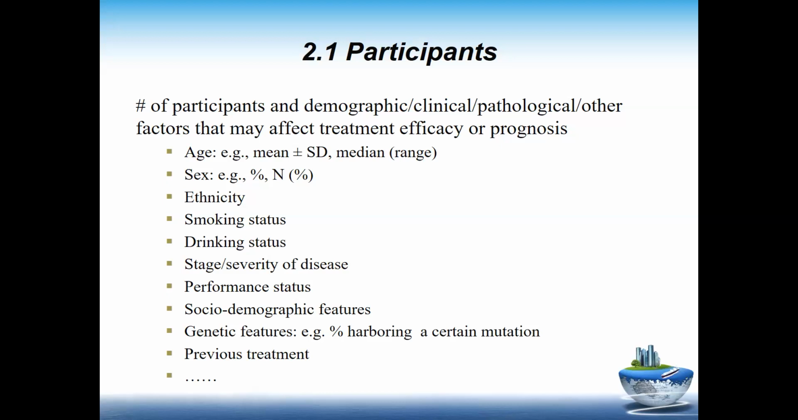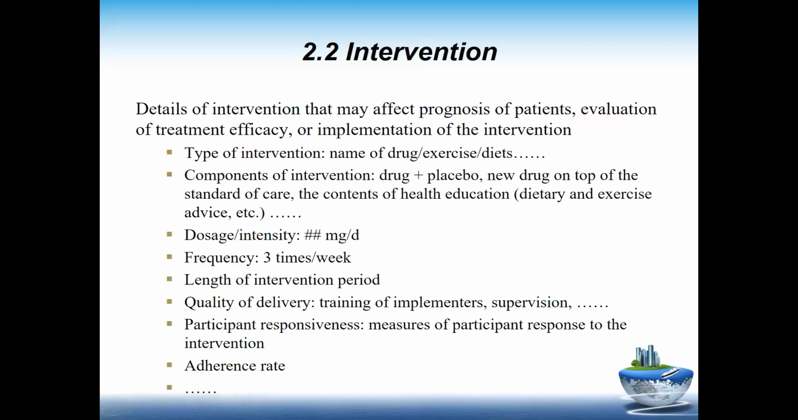So the principle is that first, depending on your topic, you need to tailor the list of variables. Second, you only need to focus on the factors that may affect treatment efficacy or prognosis. If they are unlikely to affect these outcomes, you don't need to extract them, okay?